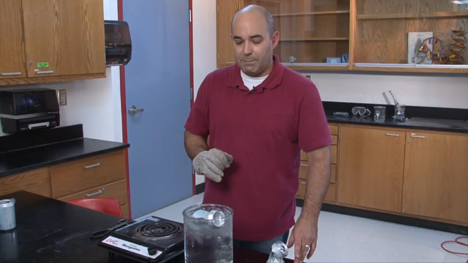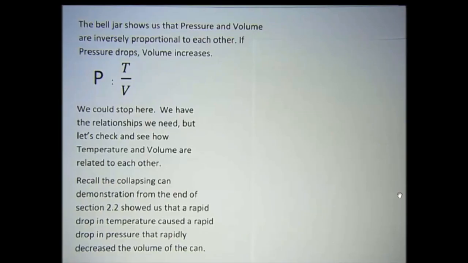There we go, the collapsing can. The collapsing can showed us how a rapid drop in temperature caused an equally rapid drop in pressure that rapidly decreased the volume of the can. Now, we learned in that section why it happens so rapidly: aluminum has a very high thermal conductivity. It has the ability to move heat through it very quickly. So, now we know for sure this is the relationship for our ideal gas law.